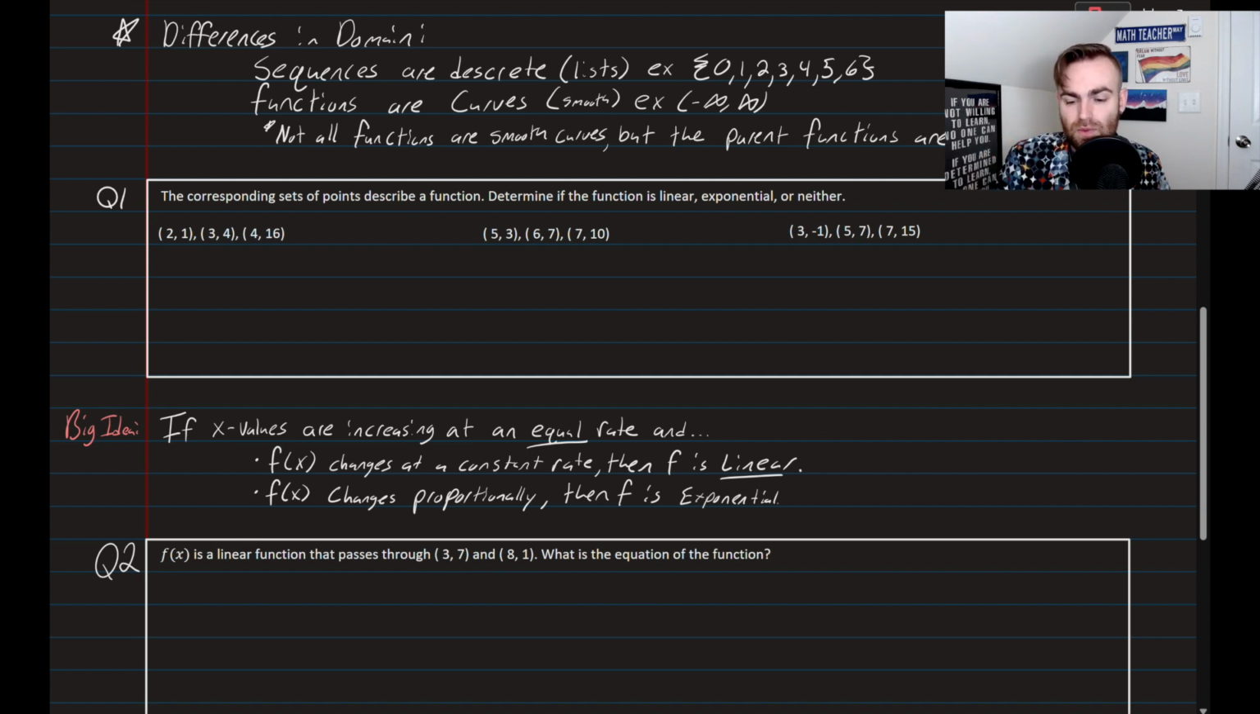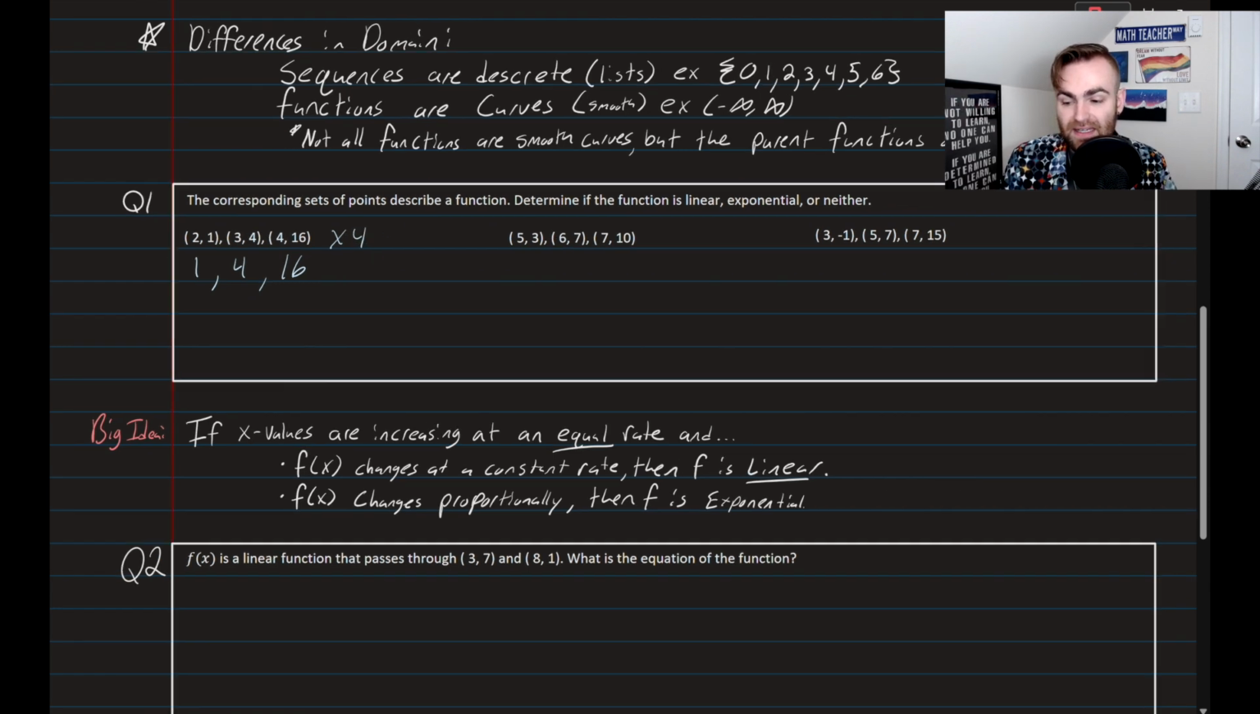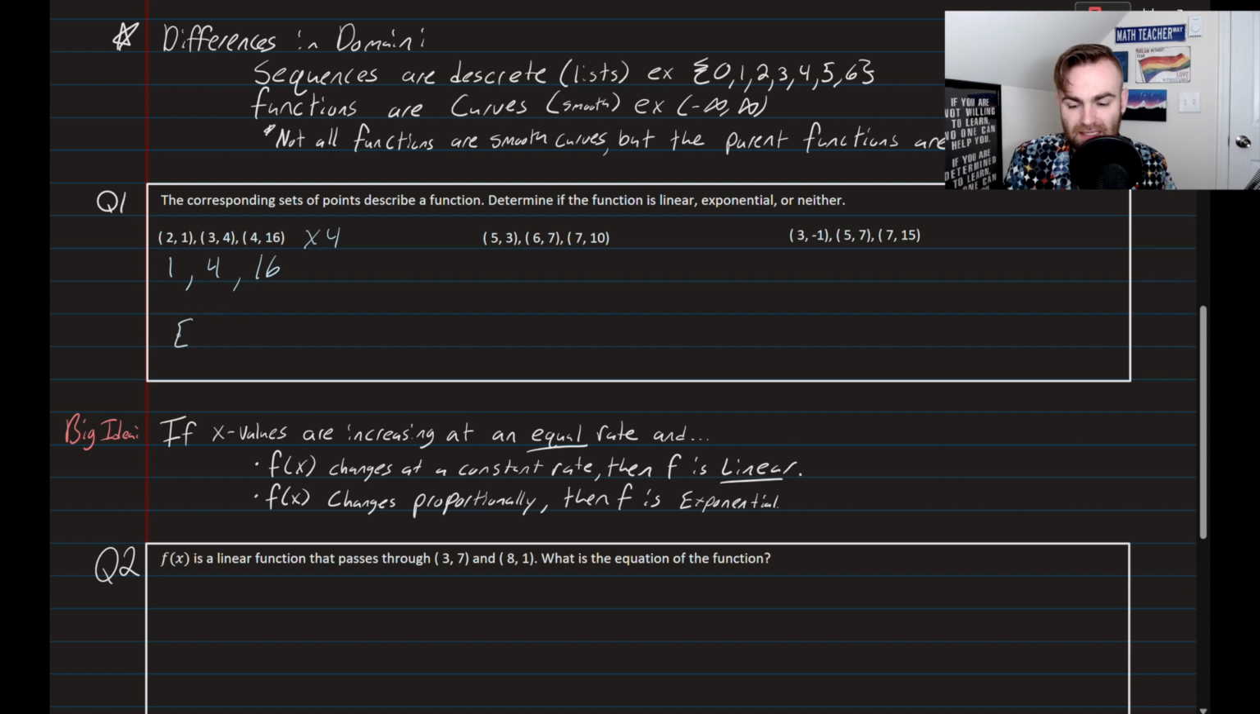So we have a 2 to a 3 to a 4. Those are all going up by 1. So now we can accurately look at the y values. So we are going 1 to 4 to 16. That looks like multiplication by 4 to me. So if it's multiplication by 4, then it is exponential. Exponential. And we can say that the ratio is 4.